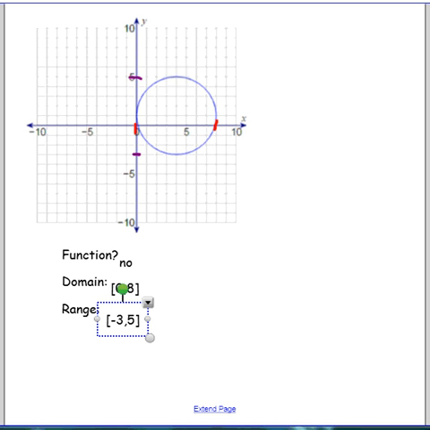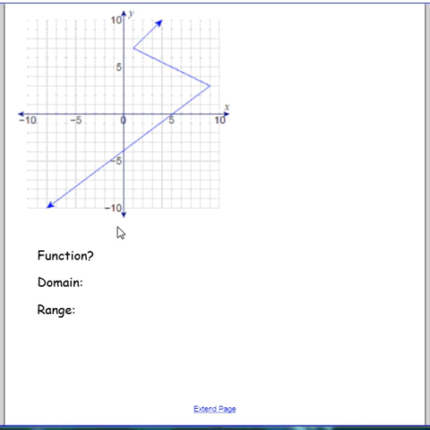Now let's look at a different example. Is this a function? Well, again, vertical line test, if we go through here, 1, 2, 3 places is where it crosses. That's x equals 3. And so no, it is not a function.